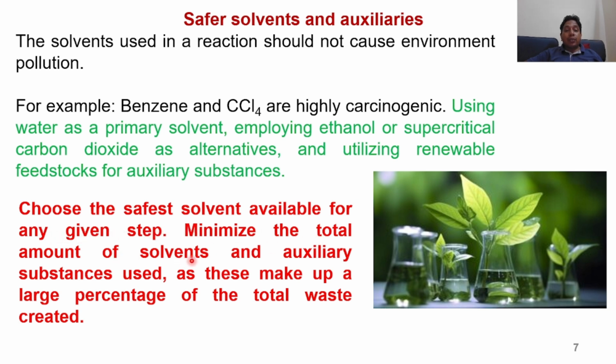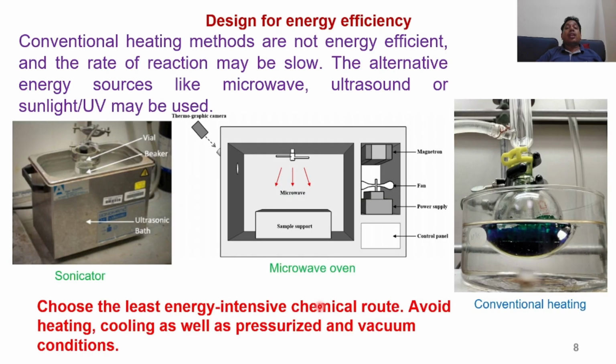Minimize the total amount of solvents and auxiliary substances used, as these make up a large percentage of the total waste created. Next principle, design for energy efficiency. Generally, conventional heating methods are not much energy efficient. They require a lot of heating process and time, and the yield is also very low. The rate of these reactions is very slow.